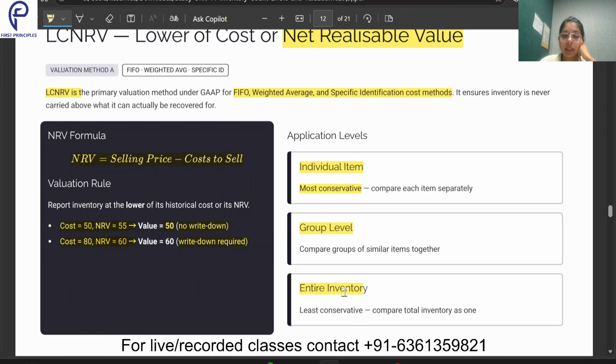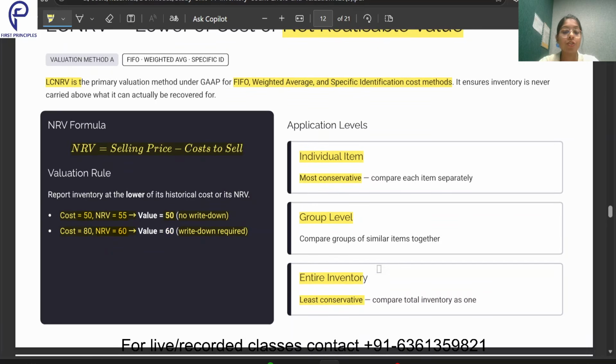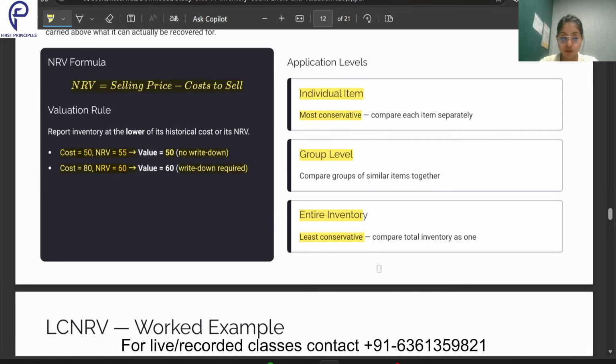Whereas the least conservative method is where we compare the total inventory which is there in my warehouse, rather than the group level. We are going for the entire inventory which is present in my warehouse, and on that basis we will calculate the value of my inventory that should be present in my balance sheet.